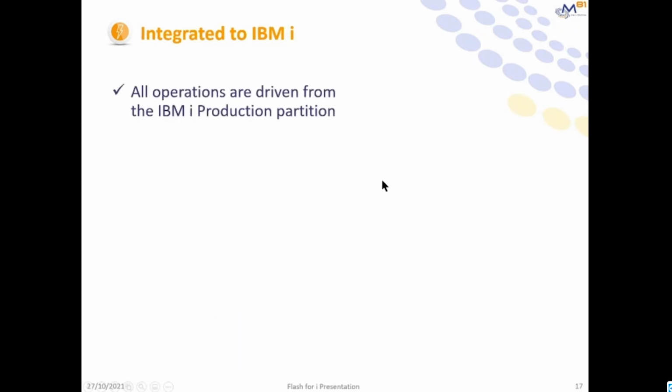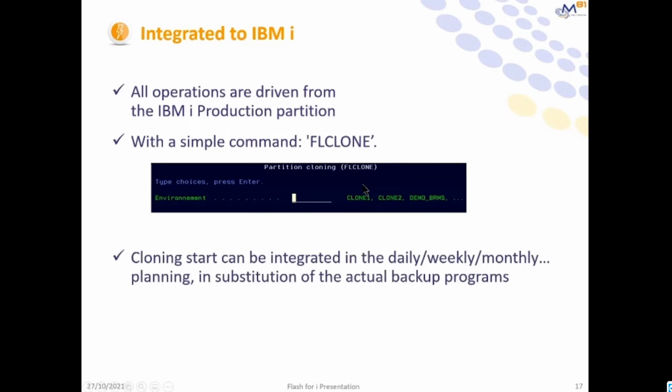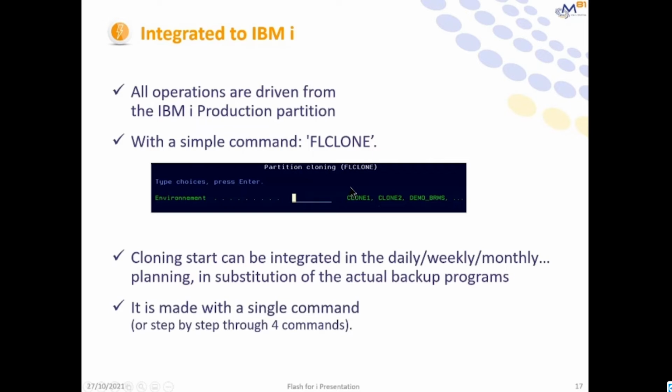So this product is totally integrated to the IBM i. All the operations are inside the production partition. You have one command, which is FLCLONE, with only one parameter. And this command can be integrated in your CL program, or in your job scheduler, or everywhere you currently start a backup, you replace the start backup by FLCLONE. And it's a single command, or there are 4 commands also if you want to separate them, and start the FlashCopy and start the clone partition 2 hours later, for example.